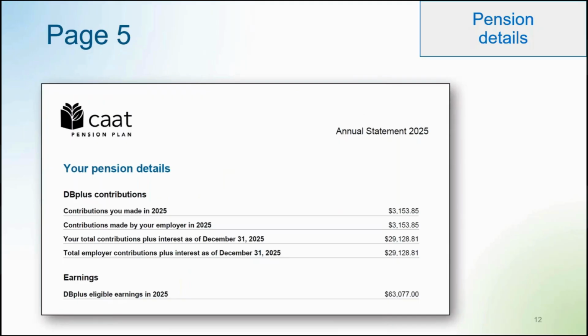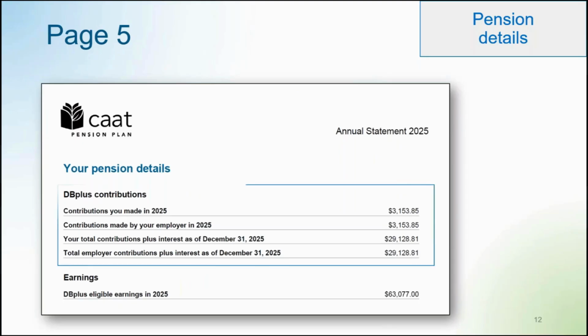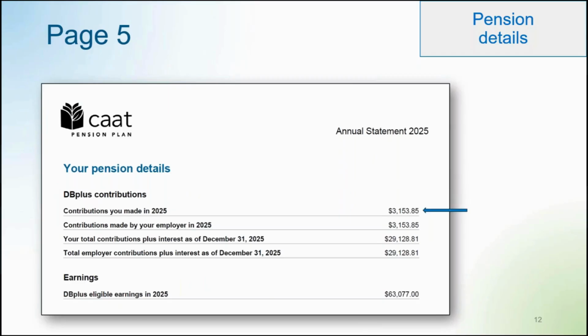Page 5 is all about pension details for Christina. The first subsection reports Christina's contributions and those from her employer. In the statement year, the first line shows Christina contributed $3,153.85 to the plan in 2025. Following that, it shows that her employer contributed the same amount, $3,153.85 in the statement year.